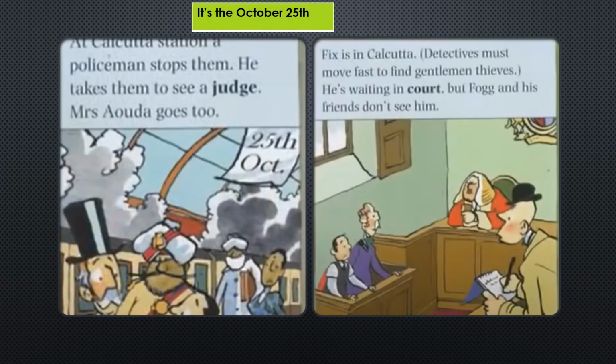It is the October 25th. At Calcutta station, a policeman stops them. He takes them to see a judge. Mrs. Auda follows them too.